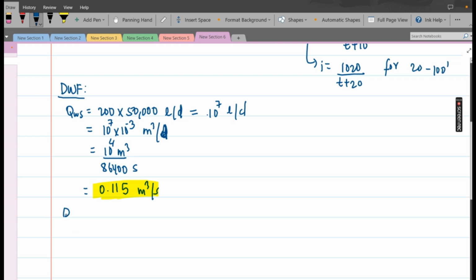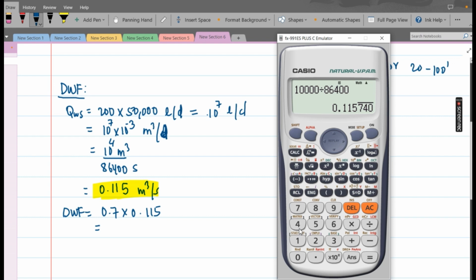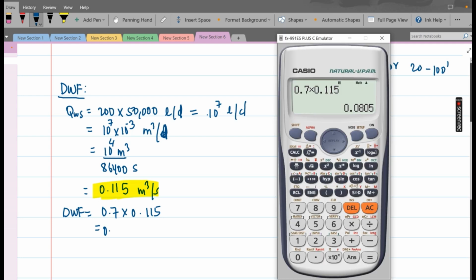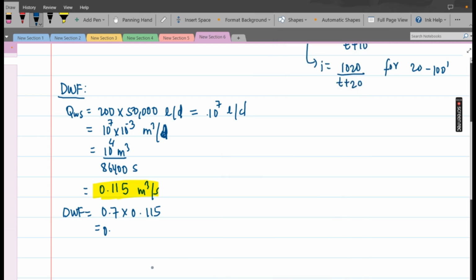So dry weather flow equals 0.7 into 0.115. Let's calculate this. It will be 0.0805 meter cube per second.